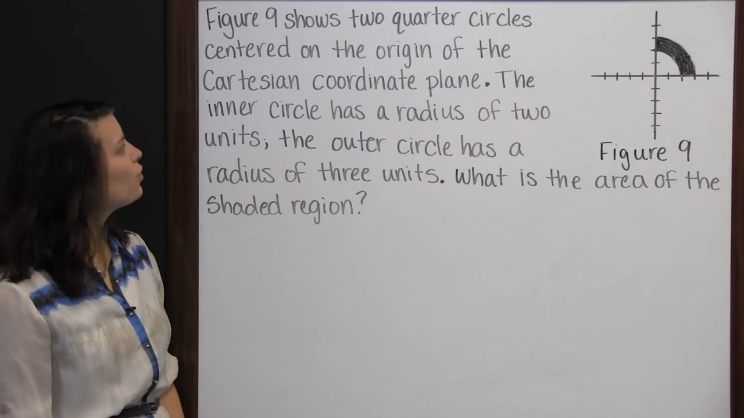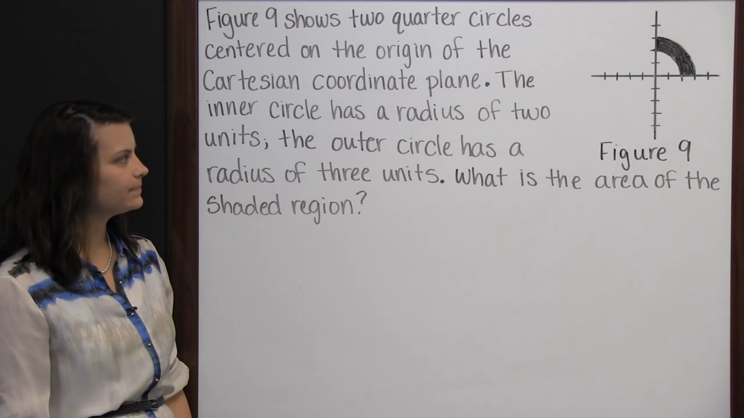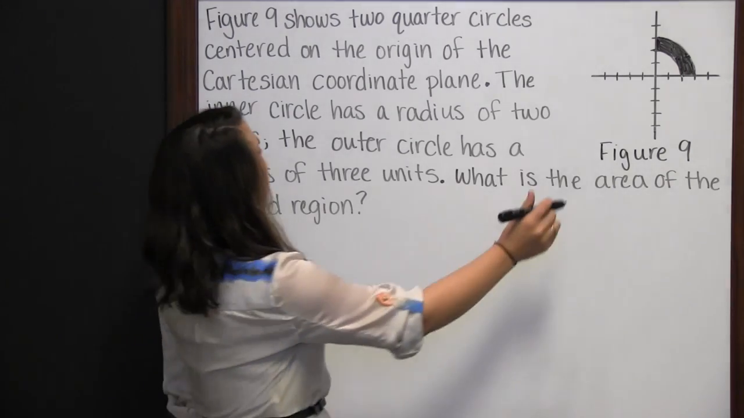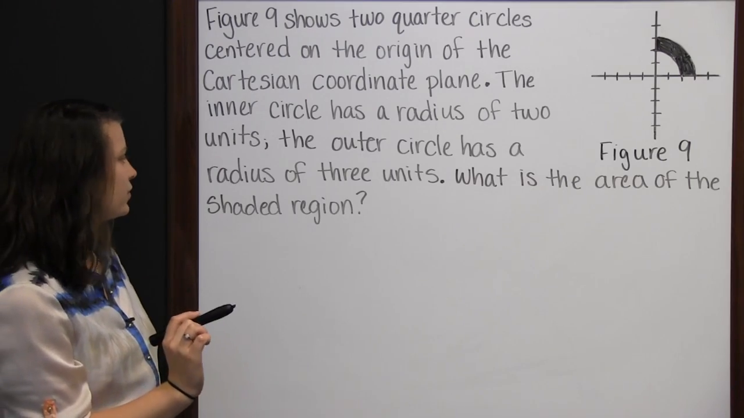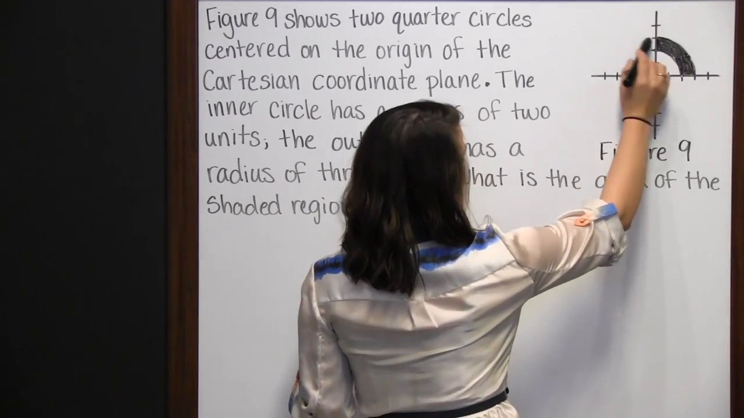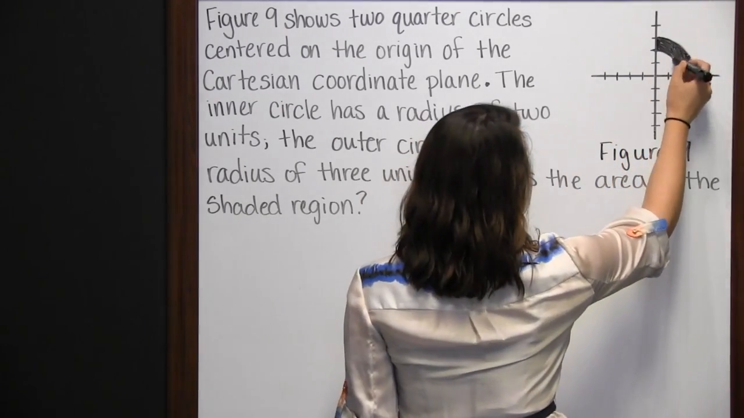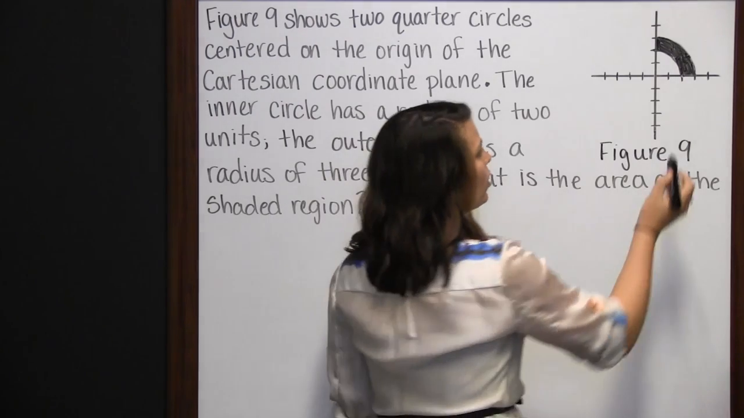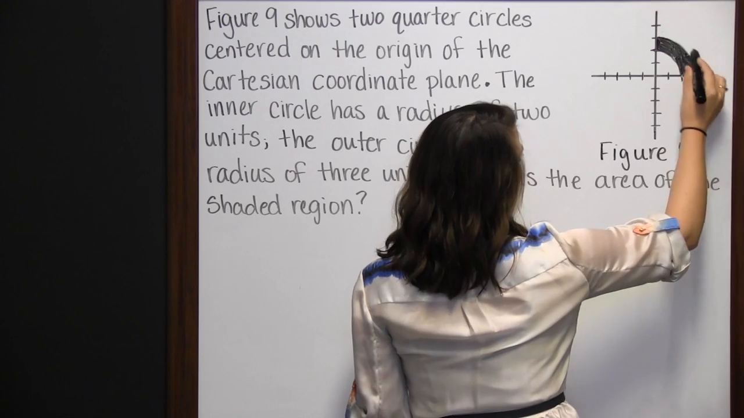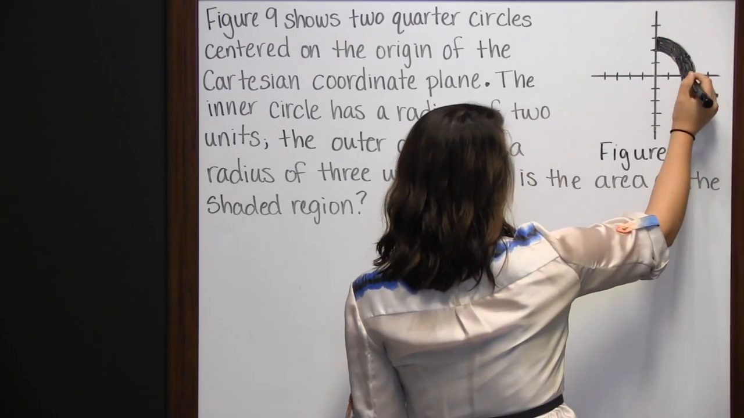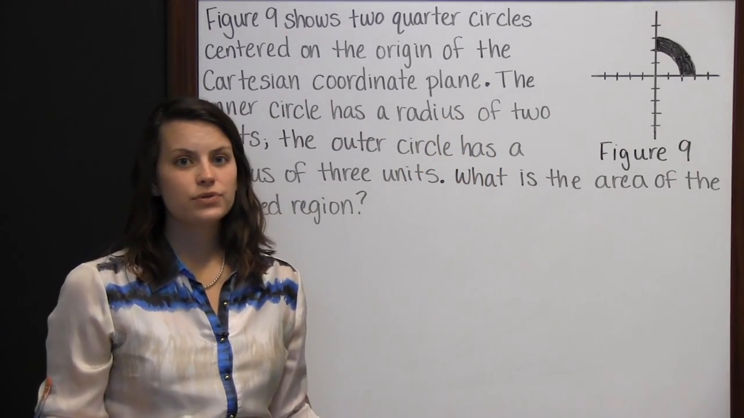Figure 9 shows two quarter circles centered on the origin of the Cartesian coordinate plane. The inner circle has a radius of 2 units. The outer circle has a radius of 3 units. What is the area of the shaded region? So that's right in here. If you can just imagine it, this circle would continue going, as would this larger circle. Since it's been split into quarters, all we're finding the area of is a quarter of those circles.